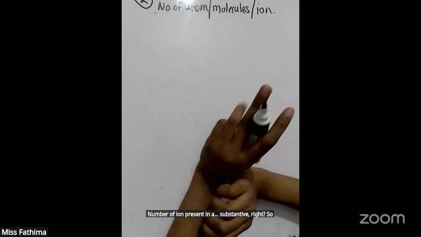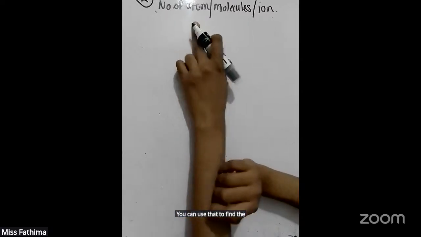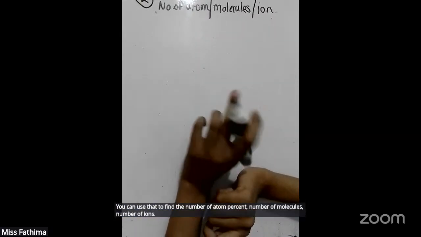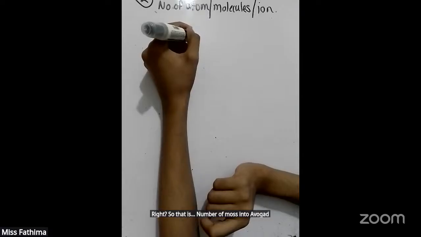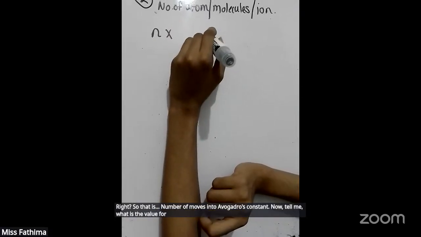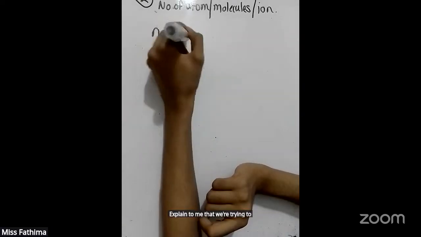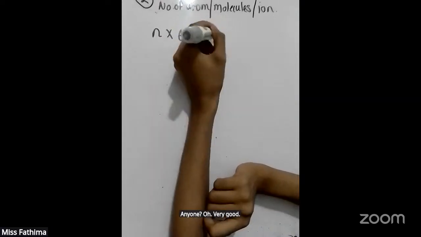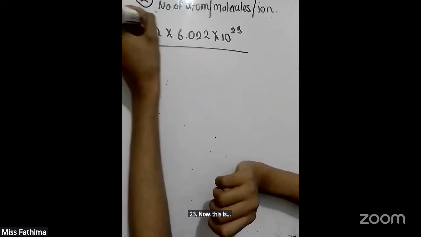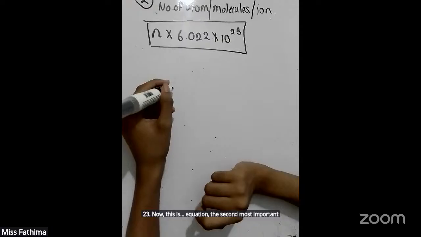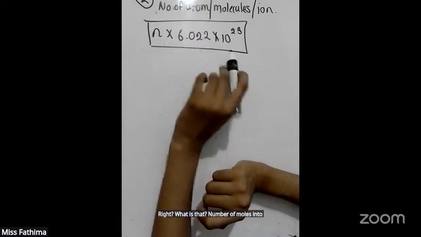So the equation which I'm going to teach you, you can use to find the number of atoms present, number of molecules, number of ions, right? So that is number of moles into Avogadro's constant. Now tell me, what is the value for Avogadro's constant, children? 6.022 times 10 to the power 23. Very good. Now, this is the second most important equation you have to remember out of this lesson, right? What is that? Number of moles into Avogadro's constant.